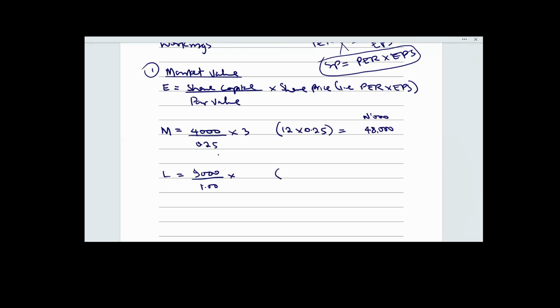So I will go to the information given to me. What is the price earning ratio of Limpopo? 10 times. Then what's earnings per share of Limpopo? The earnings per share of Limpopo is 53.3.